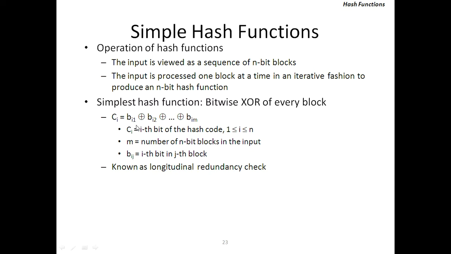I2 means ith row or something. Block I1 means the ith row in block one. So it is the ith bit in block 1, the ith bit in block 2, and so on, up to the ith bit in the jth block. This j value goes up to some n. M is the number of n-bit blocks.